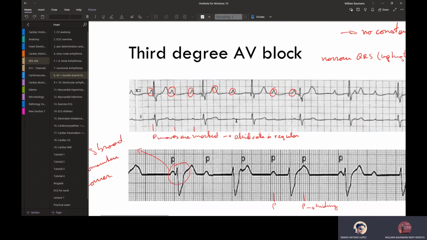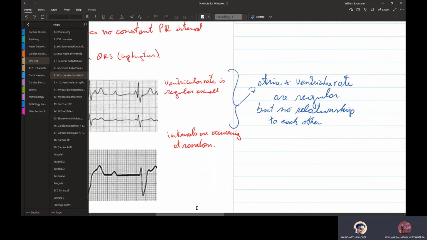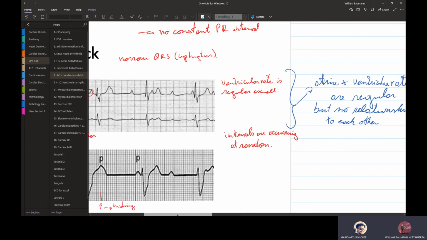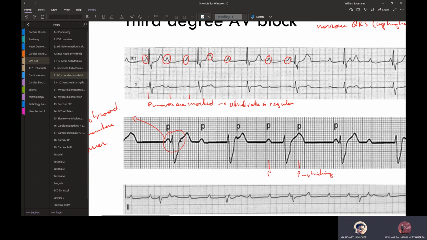So they're both sending electrical activity, but they're not coordinated. The atrial and the ventricular rate are regular, but have no relationship to each other. So how do we know that? We see the P wave here, we see the P wave there. That's the same length, same length, same length. And the QRS also has the same length, but they have no relationship to each other. Does that make sense? Look at this other one. The QRS complex is very, very broad.